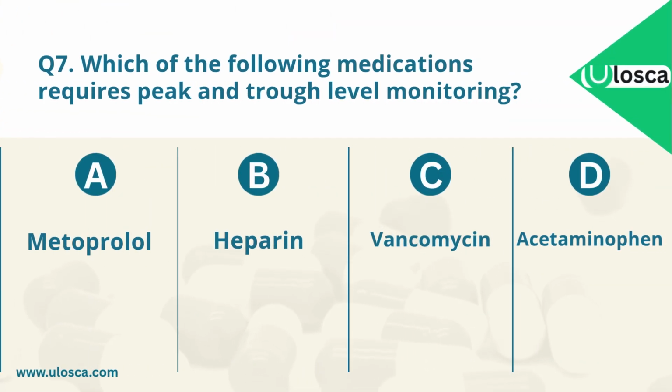Question 7. Which of the following medications requires peak and trough level monitoring? A. Metoprolol. B. Heparin. C. Vancomycin. D. Acetaminophen. Which one is the correct answer?